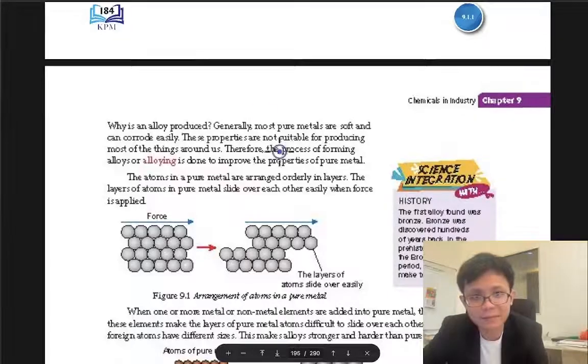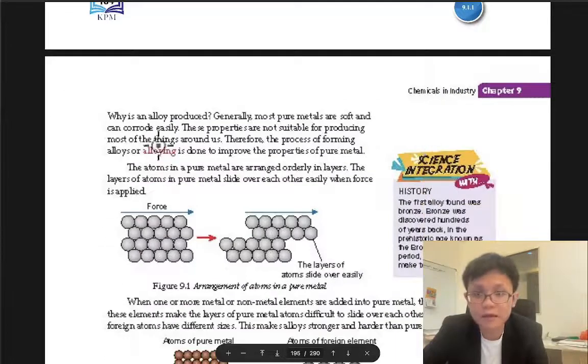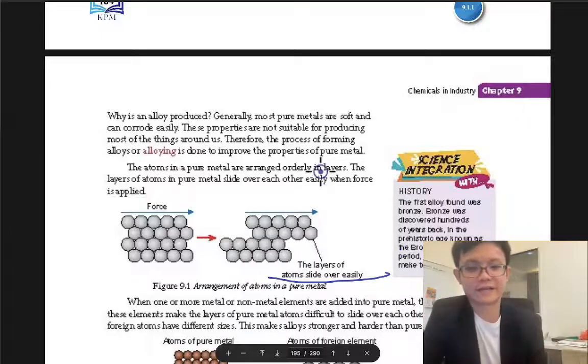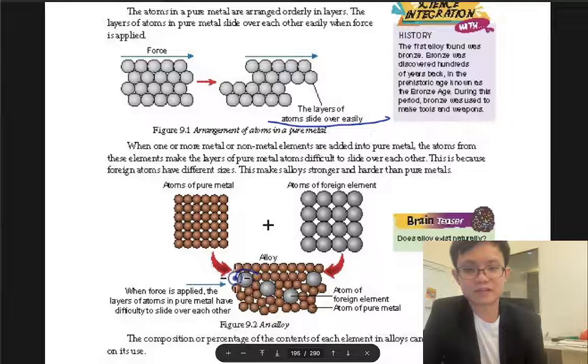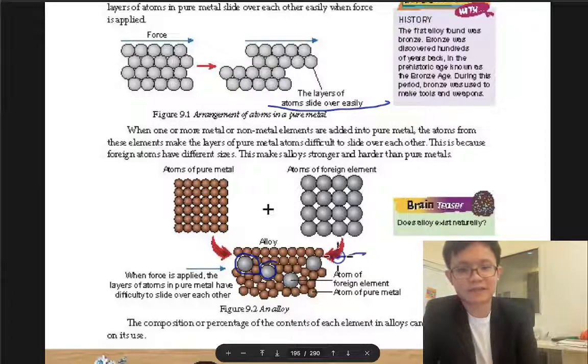So how can this thing happen? Why do I want to mix it, then it becomes stronger? First, if I don't mix it, you can see the layers of atoms slide easily, like this, slide very easy. So you put something to block it. For example, this is the foreign atom. Let's say if the question asked me to label, let's say this is steel, so I will label this as carbon.